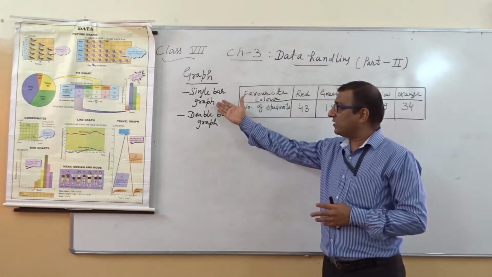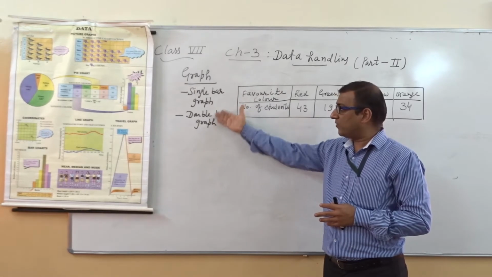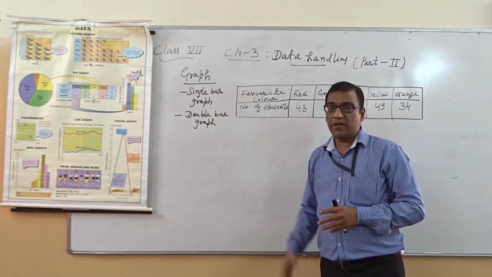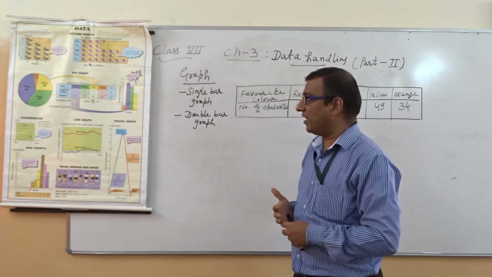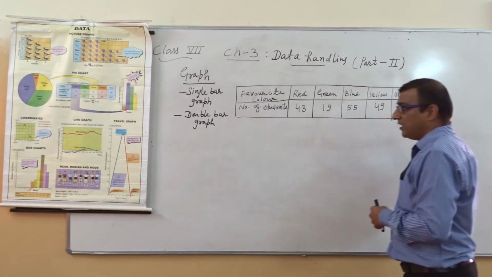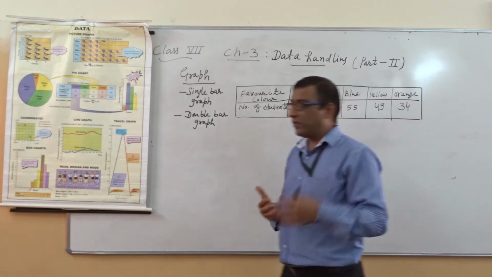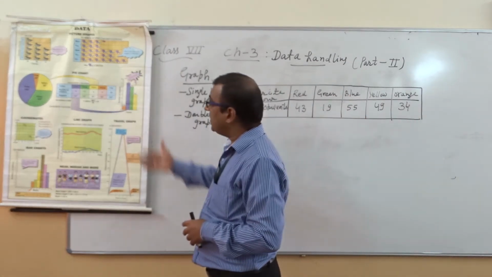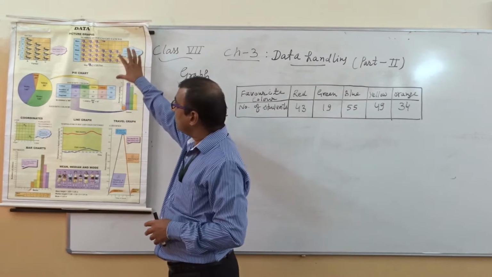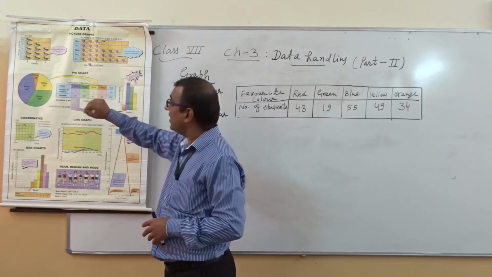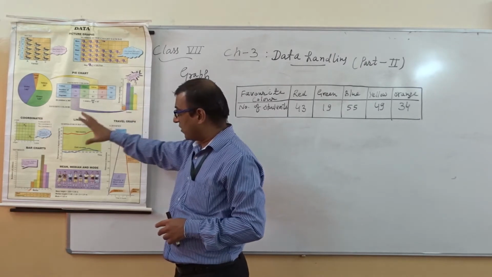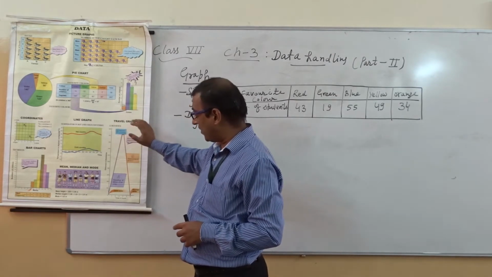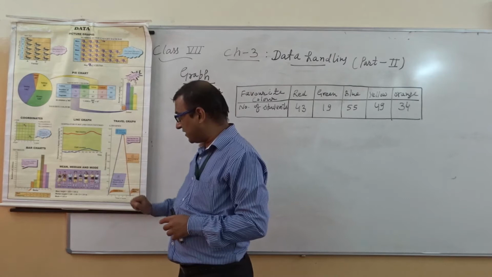As you know here, two things are written, single bar graph and double bar graph. So what is the meaning of graph? Before explaining the graph, with the help of this table, we will recall something. As you see here, this is the chart related with the data. Picture graphs are there, pie charts are there, some coordinates, line graph, table graph, bar charts.